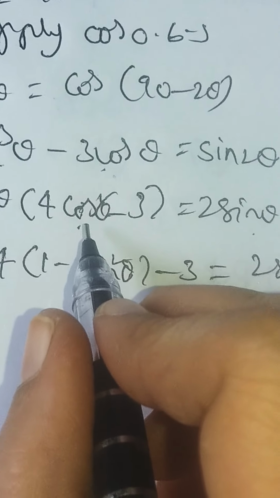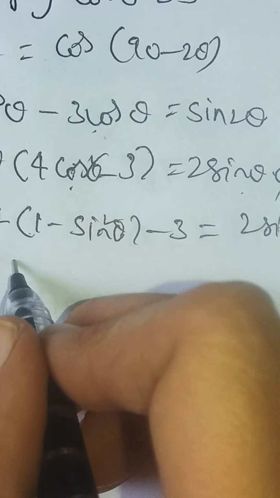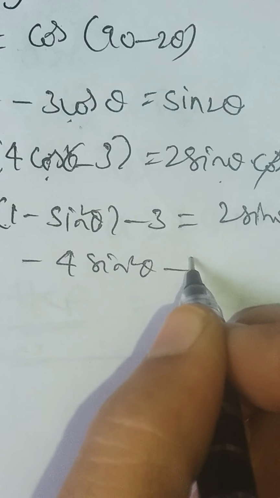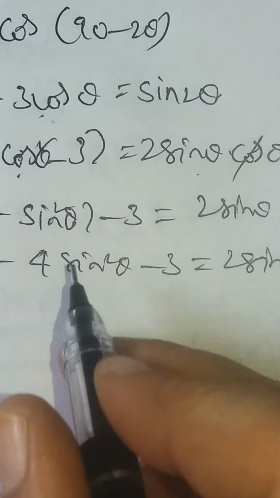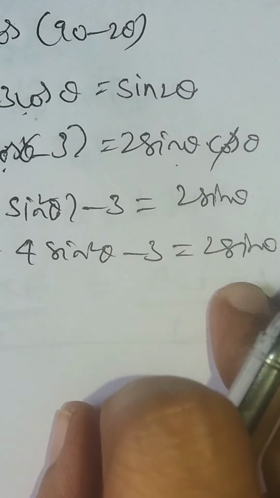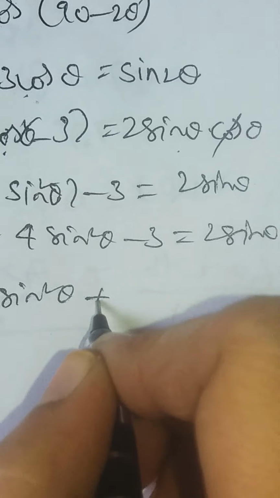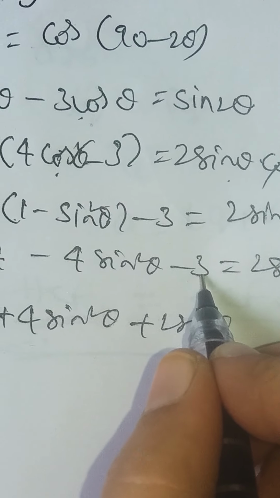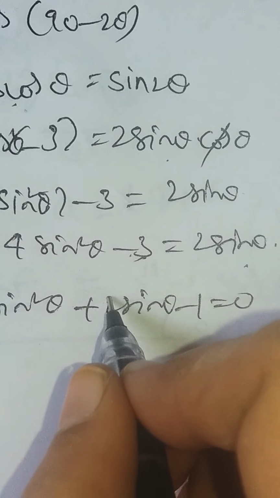We know the identity, cos square theta is equal to 1 minus sin square theta. Now open the bracket, we get 4 into 1, that is 4, minus 4 sin square theta, minus 3 is equal to 2 sin theta. Now transpose all these terms to the RHS. We will get plus 4 sin square theta plus 2 sin theta plus 4 minus 3, which is plus 1. When it transposes to the RHS, it becomes minus 1 equal to 0.